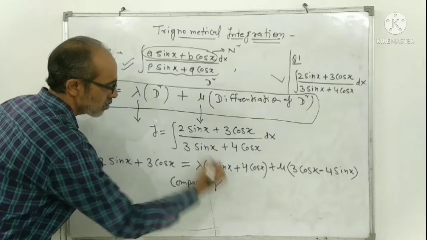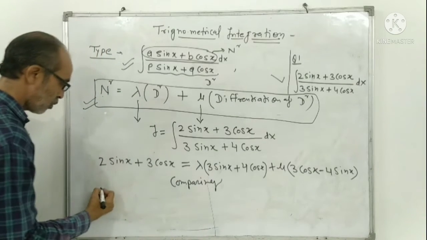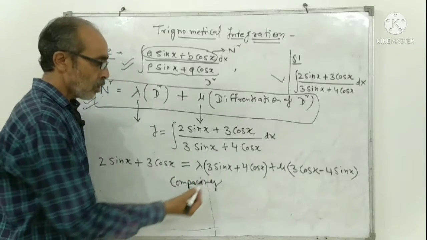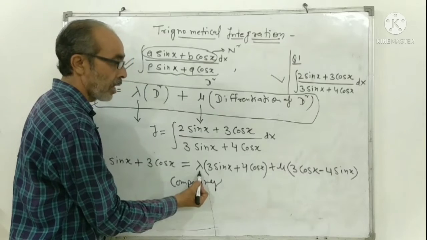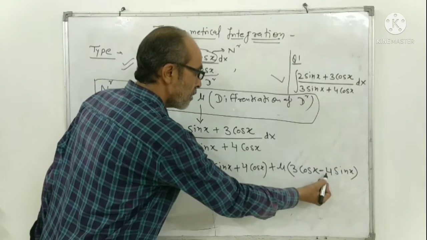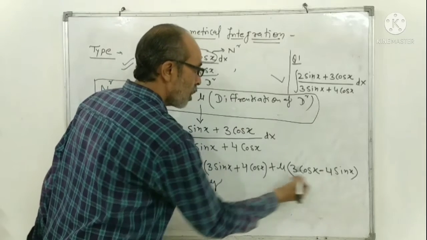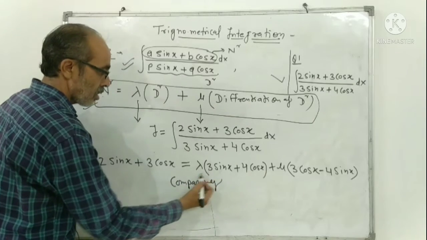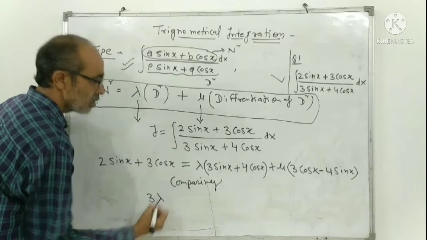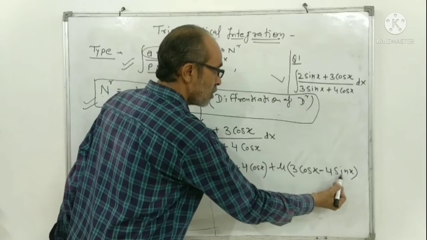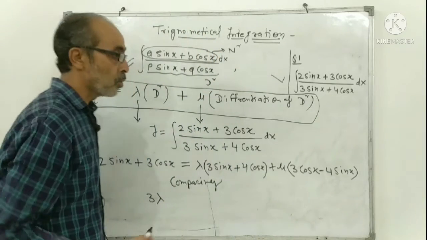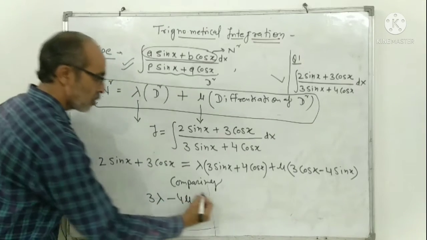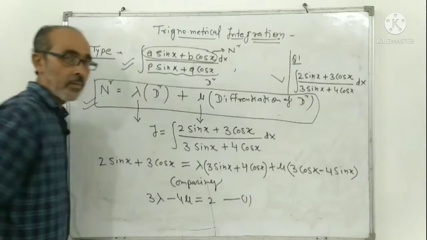Comparing here, the coefficient of sin x on the left side is 2, and on the right hand side the coefficient of sin x is 3 lambda and negative 4 mu. So 3 lambda minus 4 mu is equal to 2. This is equation number 1.